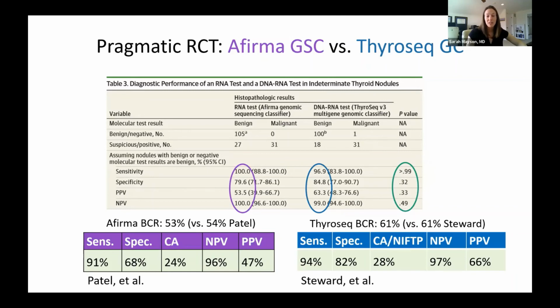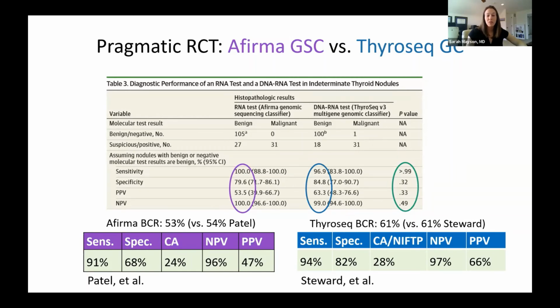And the specificity of the ThyroSeq test was modestly higher than the Afirma test in this study, but there wasn't a statistically significant difference between the two, nor in their sensitivities, negative predictive values or positive predictive values. And the benign call rates for both tests were very similar to what was determined in their respective clinical validation studies, as I've shown on this slide.